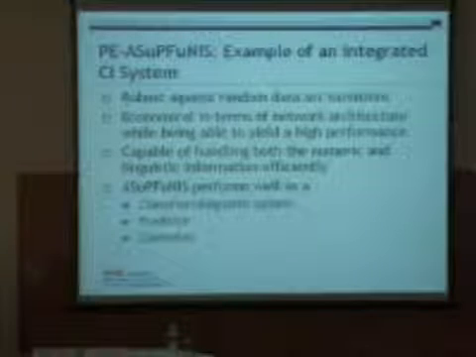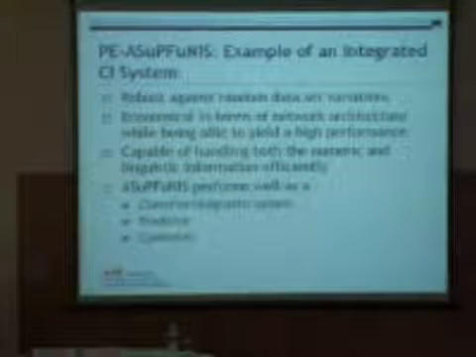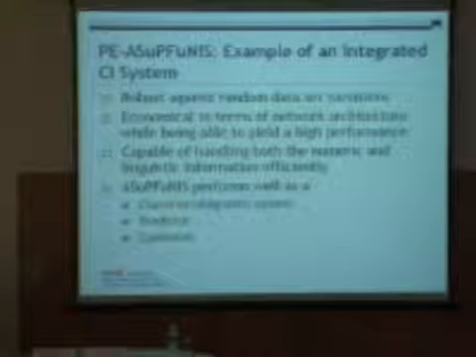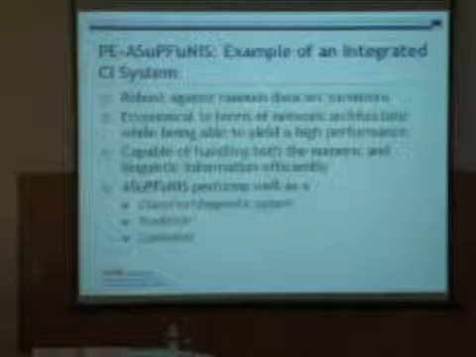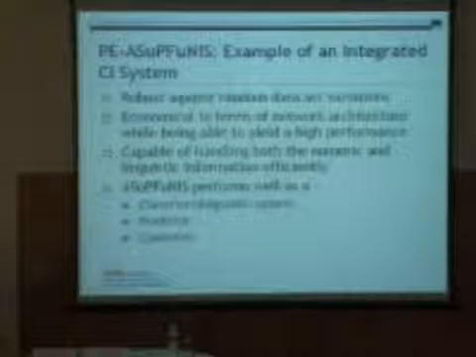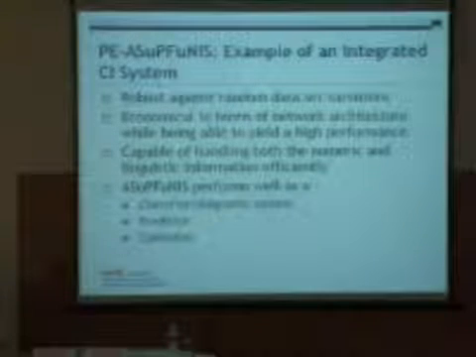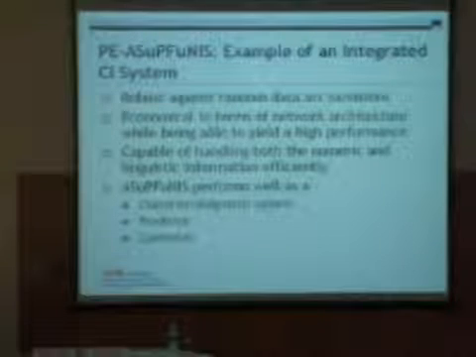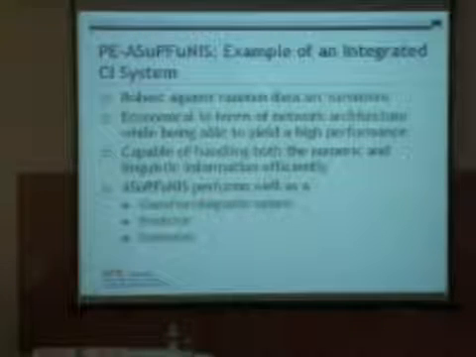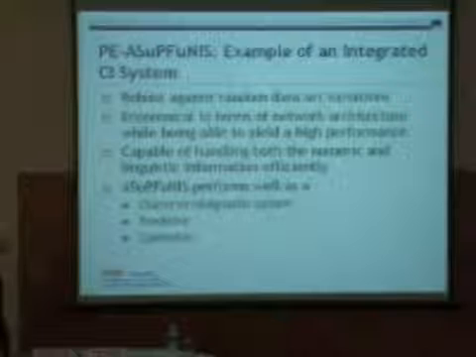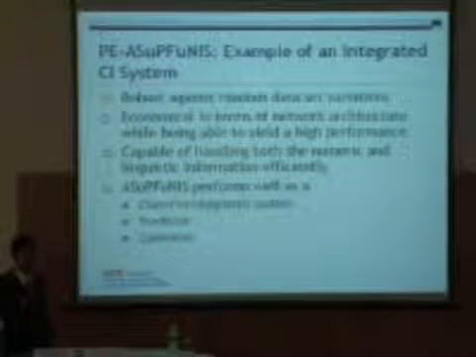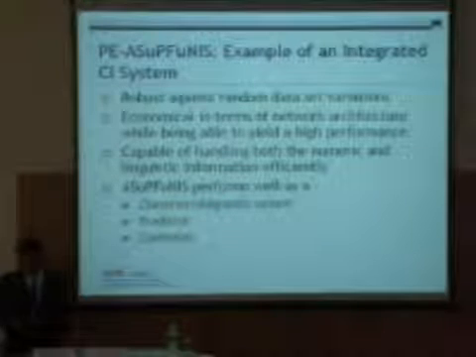So the parallel evolutionary asynchronous model is an example. I just wanted to give an example in the workshop of an integrated computational intelligence system. This particular model is robust against random data variations. We find it's very economical in terms of the network architecture. It's got a high performance. It's capable of handling the numeric and the linguistic information seamlessly. And it performs in a diverse variety of problem domains.